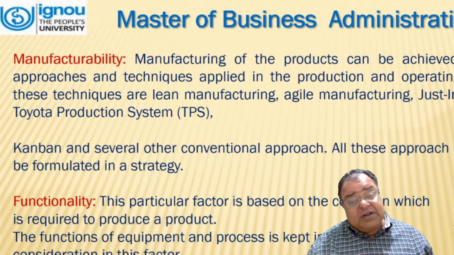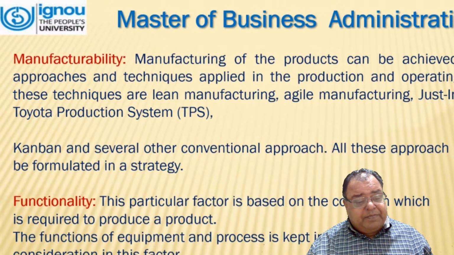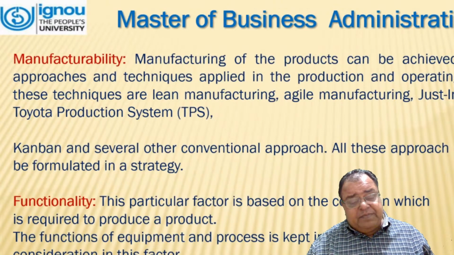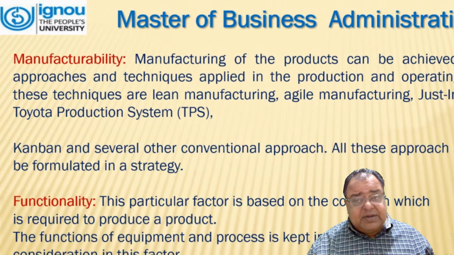Then comes the functionality. This particular factor is based on the conditions which are required to produce a product. The function of equipment and process is kept in consideration in this factor. The products are different from each other, and some of the products require more assistance, precision, and no compromise in terms of quality.